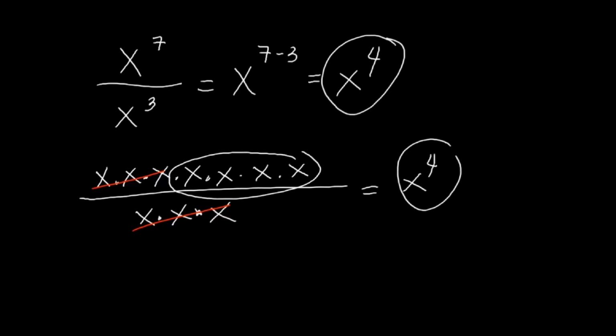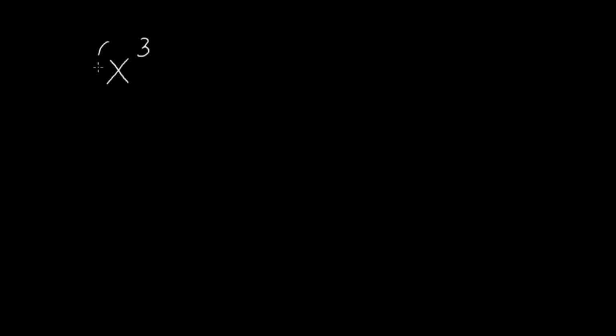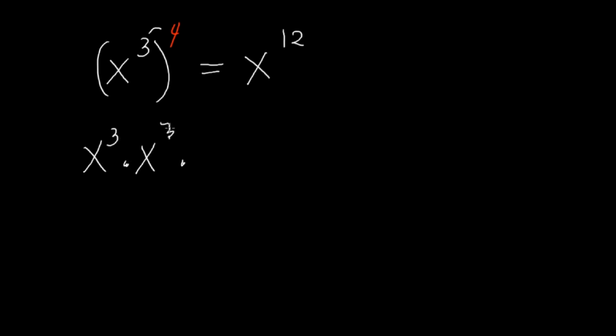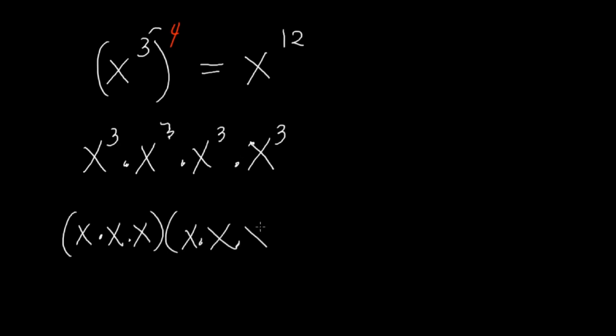Here's another one. What is x to the third raised to the fourth power? And what should we do whenever we raise one exponent to another? In a situation like this, you need to multiply the two exponents, and it's going to be 3 times 4, which gives us 12. So, x cubed to the fourth power means that you're multiplying 4 x cubed values like this, and each x cubed is basically 3 x variables multiplied to each other.